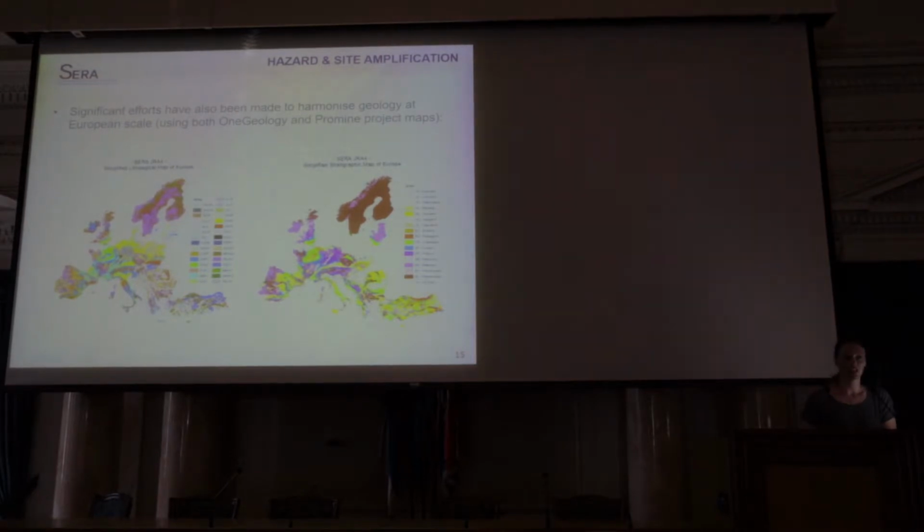But it's not just the slope that influences site amplification. Geology is also known to have a large impact on levels of ground shaking and site amplification. So within the SERA project, our colleagues at BRGM in France, who have worked in a number of different European projects, one is the ProMine project, and OneGeology is another project, have put together geological maps of different countries. They have harmonized all of this at a European scale. So we now have harmonized geological maps at the European scale.